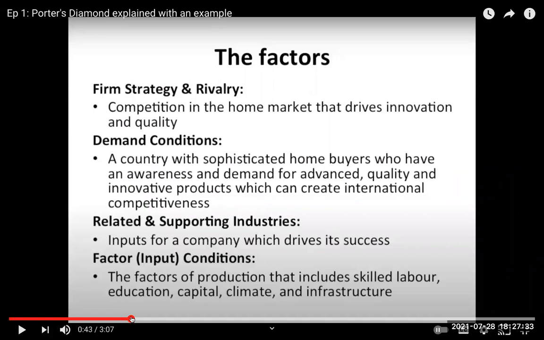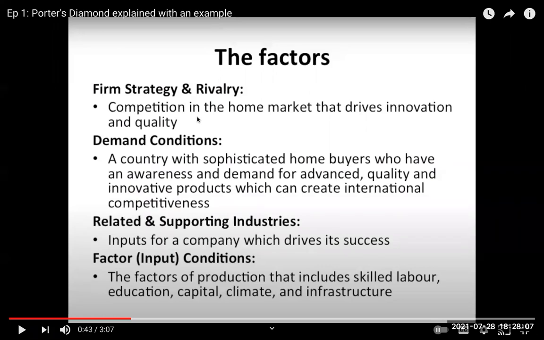Yes. So as the firm strategy and rivalry, it says competition in the home market drives innovation and quality. In other words, because there's high competition in the country itself or in the region, companies are constantly trying to outbid each other. And as a result, you find that the cost of production is lower, the price is better, the quality of the car is better, and the features that the car offers are way better. And you'll find that there's an international demand for these kinds of cars, especially if the car is cost effective and very functional.